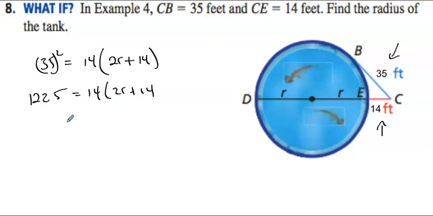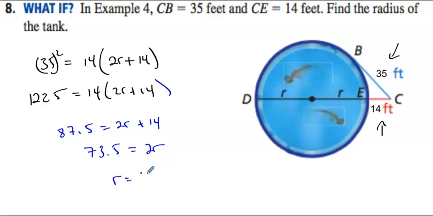And what you get, 87.5 equals 2r plus 14. Subtract 14 from both sides. You get 73.5 equals 2r. And then you can divide that by 2, and you get your r is equal to 36.75. And I think that's what they're looking for there.